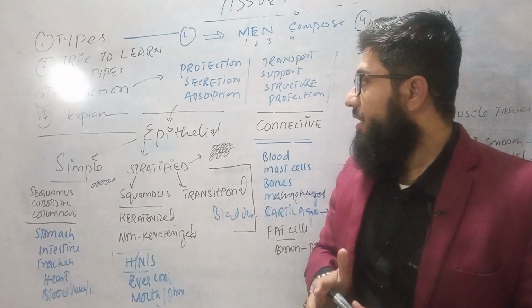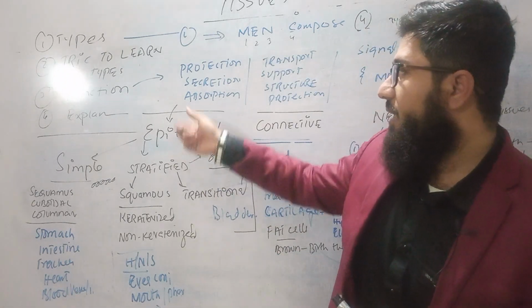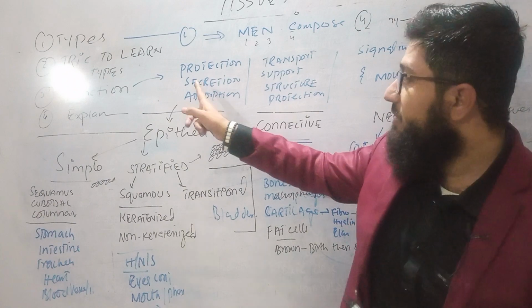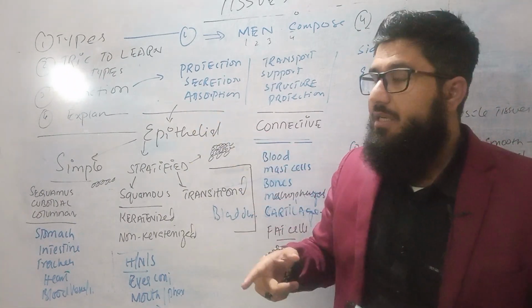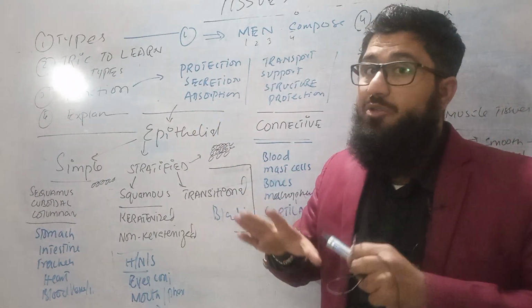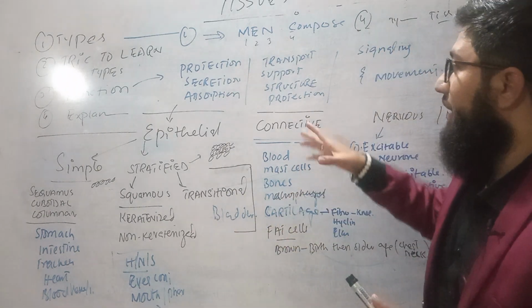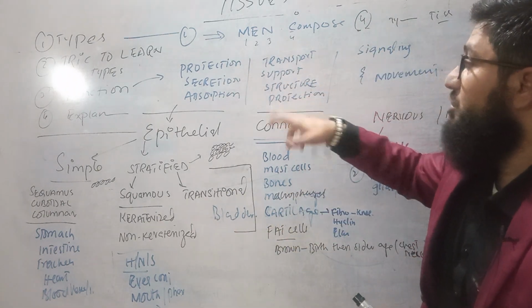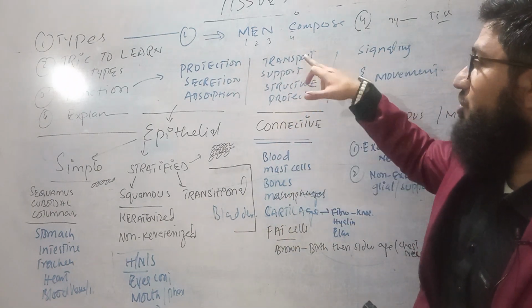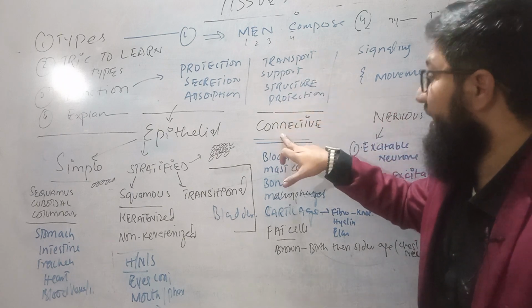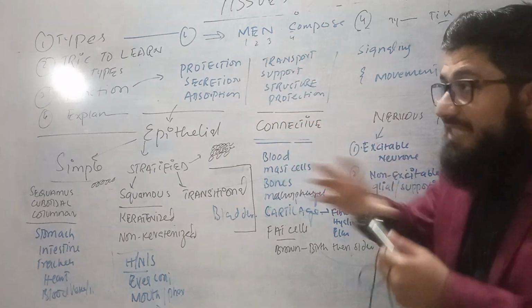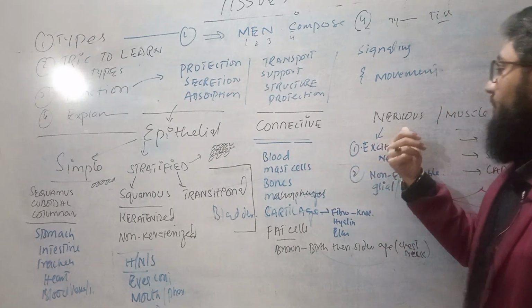In brief, epithelial tissues protect, they do secretion in the body, and they absorb. So these are the tissues that are doing these jobs. Then we have some jobs of transportation, support, structure, protection. These jobs are accomplished by the connective tissues. And then we need signaling in the body, which is done by nervous tissues.